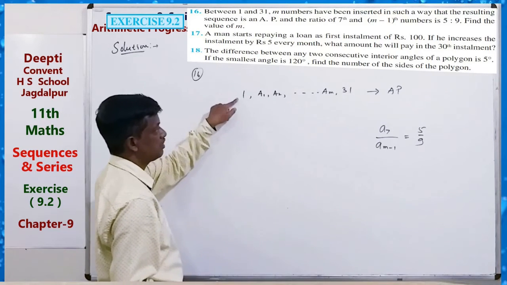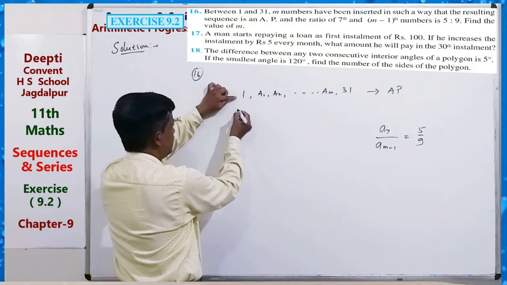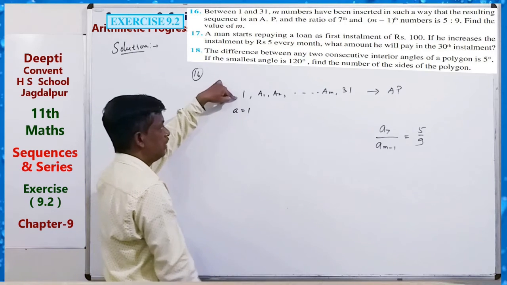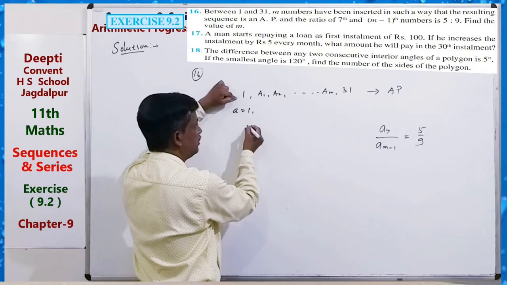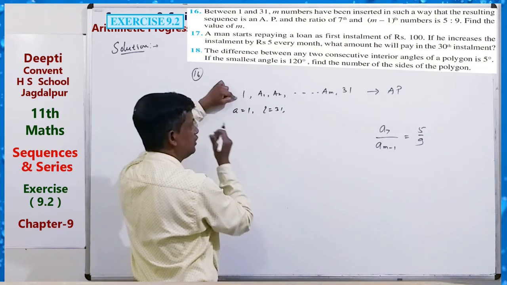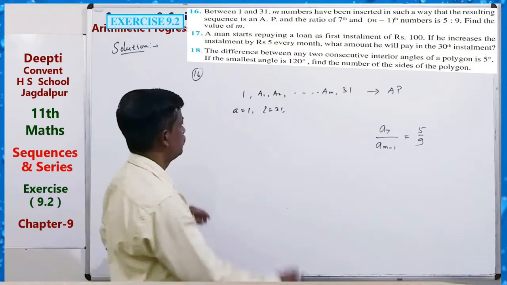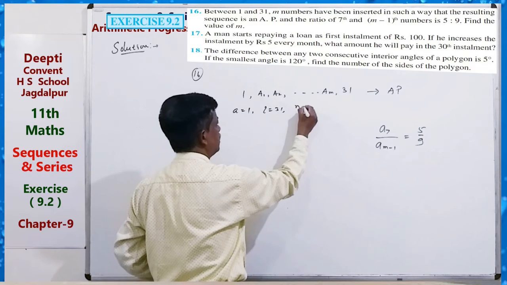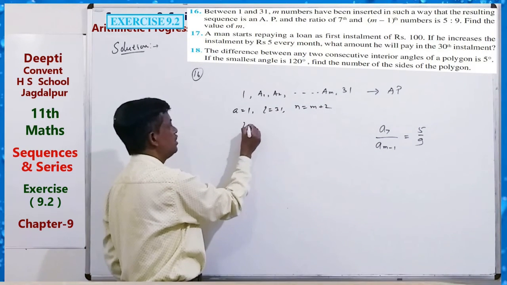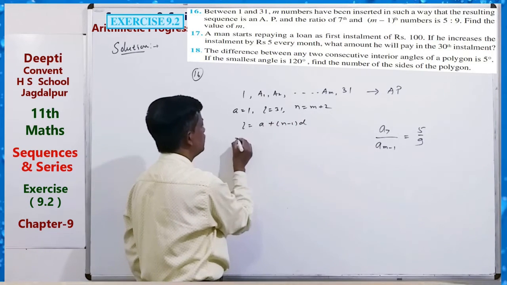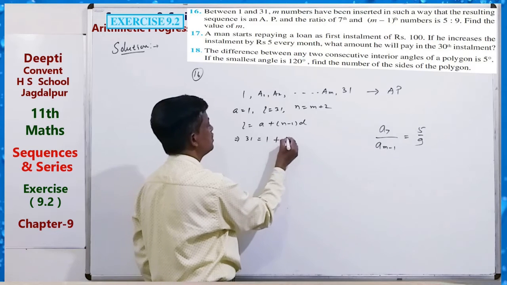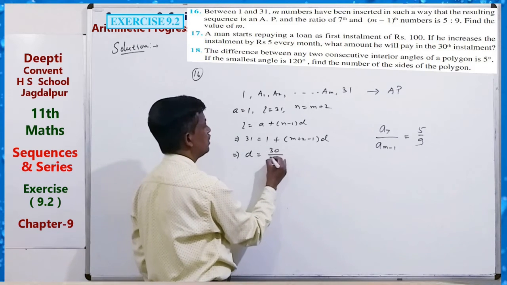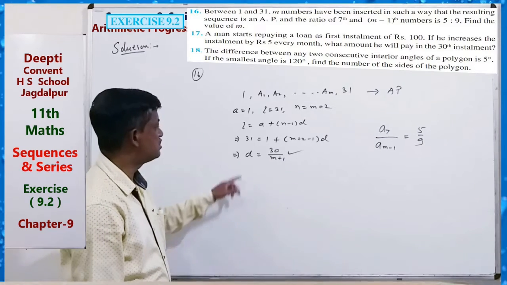How? From here we can find the value of a and d. A is 1, and d can be found. L equals 31. How many numbers are there? M plus 2, since m numbers are inserted. So n equals m plus 2. L equals a plus (n minus 1) into d, so 31 equals 1 plus (m plus 2 minus 1) into d. So d equals 30 by (m plus 1). This is d.